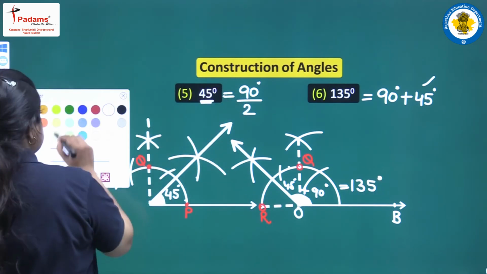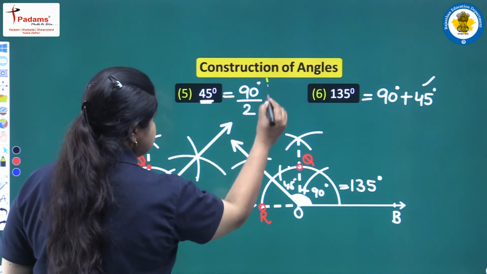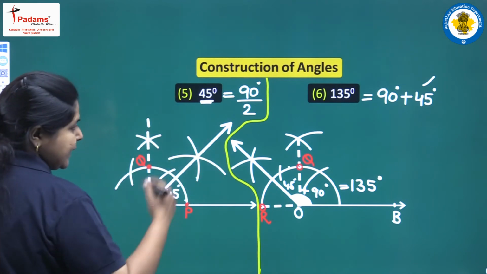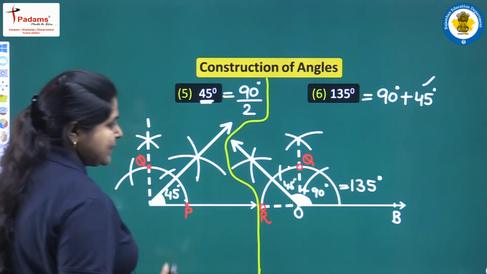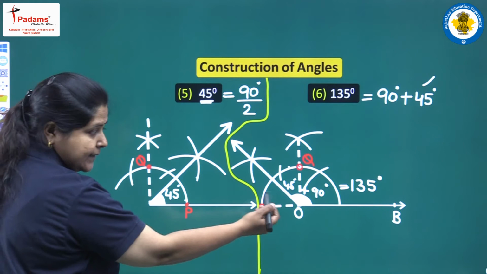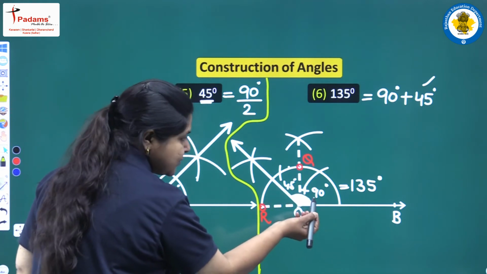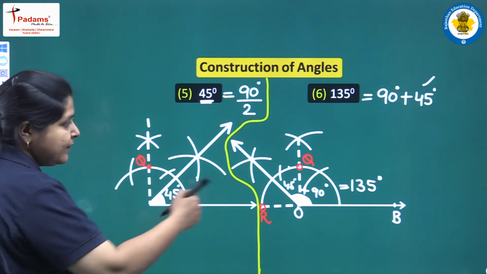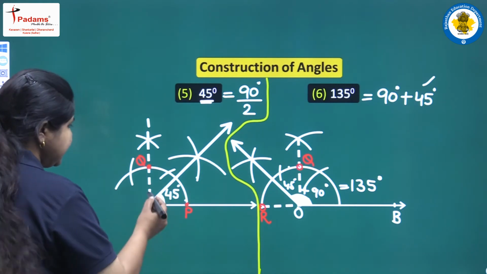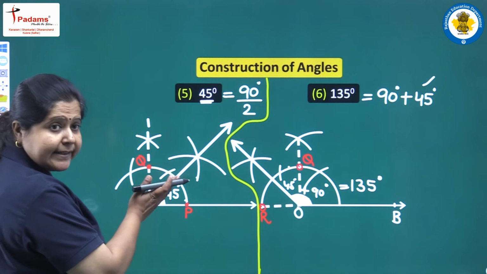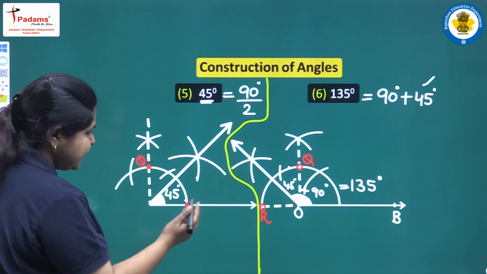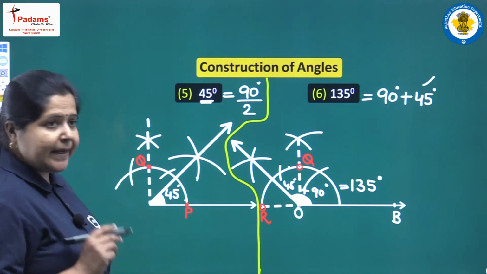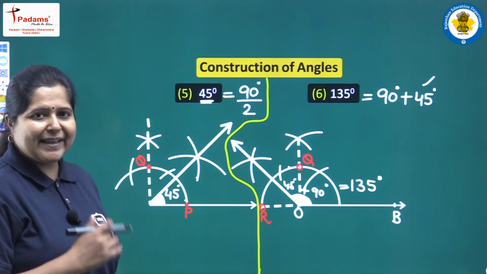I hope you can distinguish between the two angles formed here in this figure. This is the angle of measure 135 degree formed from OB. You can count to this point. It is 90 plus 45 measuring 135, and here we have bisected the 90 degree angle towards the right, and with this we get this angle as 45 degree. You can easily compare the two angles and then practice making them.